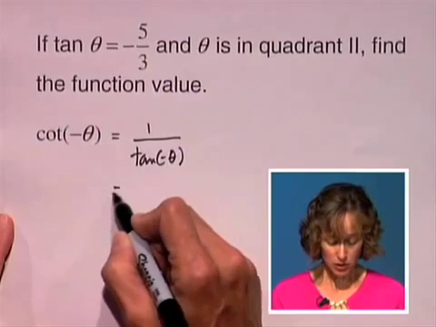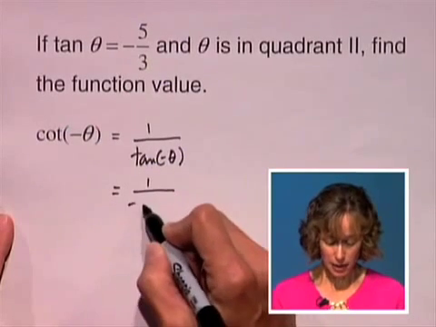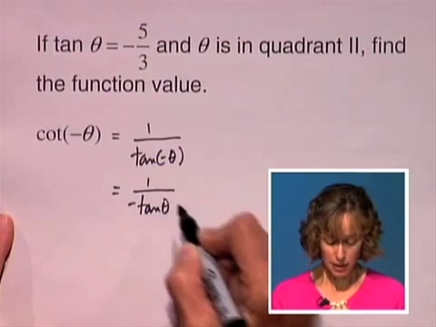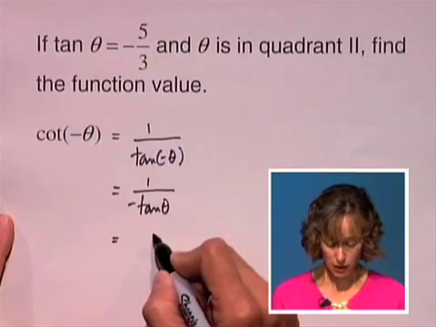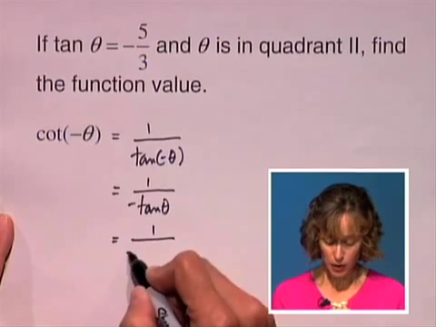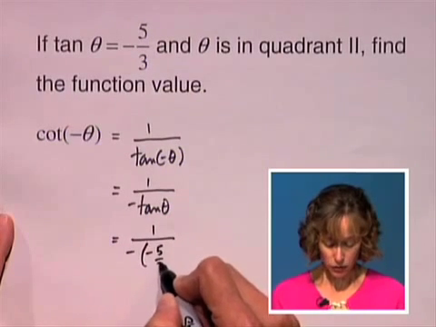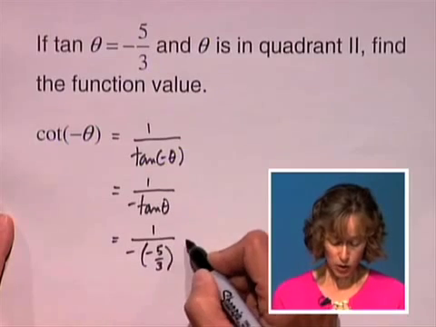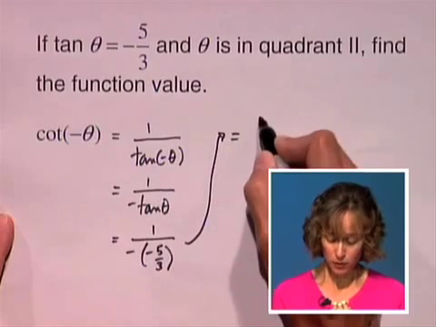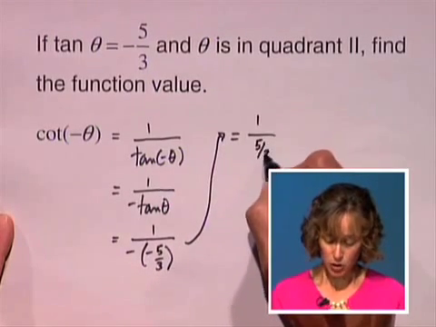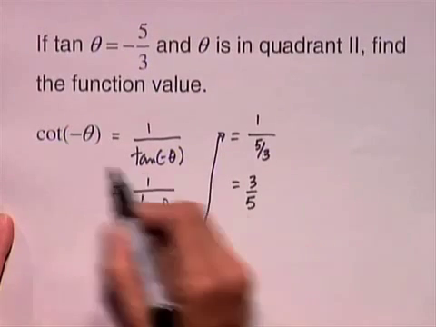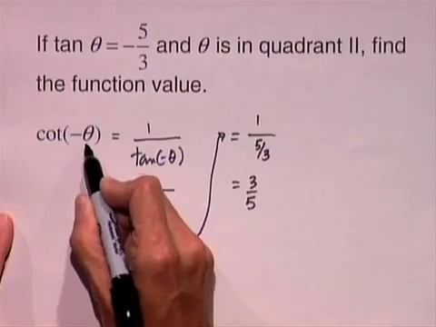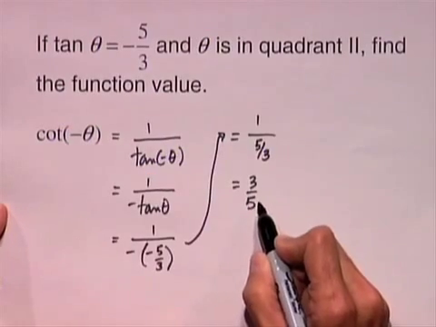Remember that the tangent of negative theta is negative the tangent of theta, and now I can put negative 5/3 for tangent theta and write 1 over negative 5/3. That's 1 over 5/3, which if I multiply by the reciprocal is 3/5. So the cotangent of negative theta is 3/5.